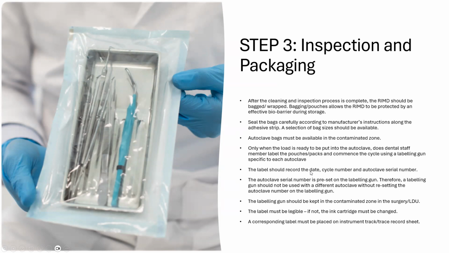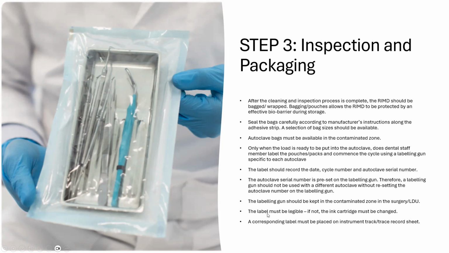The label should record the date, cycle number, and autoclave serial number. The autoclave serial number is preset on the labeling gun. Therefore, a labeling gun should not be used with a different autoclave, as I just told you, without resetting the autoclave number on the labeling gun. The labeling gun should be kept in the contaminated zone in the surgery or LDU.